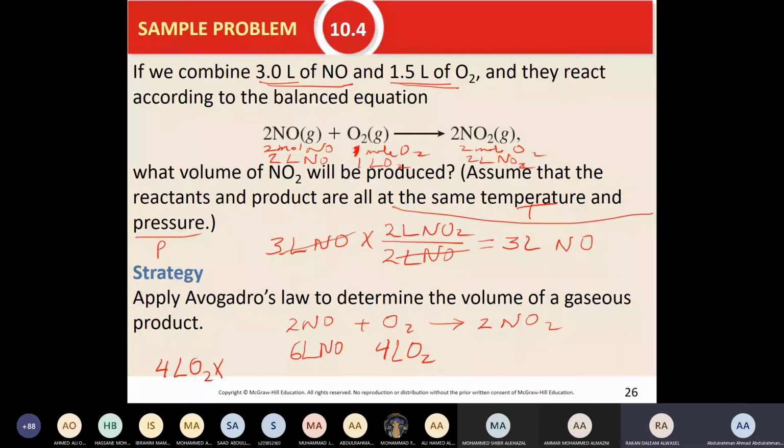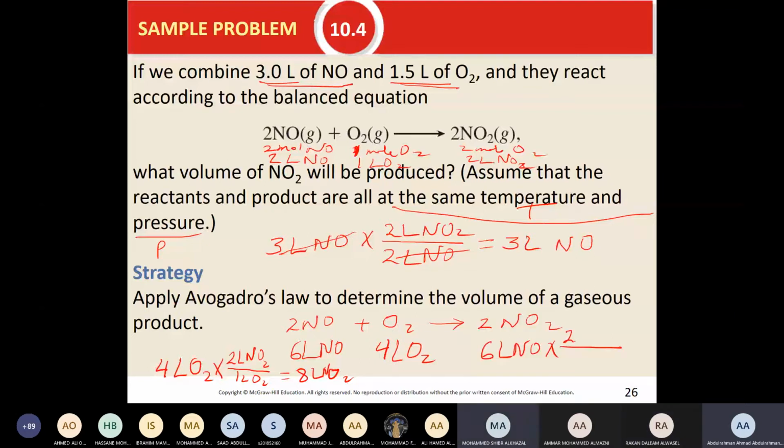2. 8. Yes, it should be 2 liters of NO2 per 1 liter of O2, so 8 liters of NO2. Am I going to produce 8 liters? Wrong. Exactly. If I take 6 liters of NO, then how many liters of NO2 am I going to produce? 6. So which one am I going to produce?